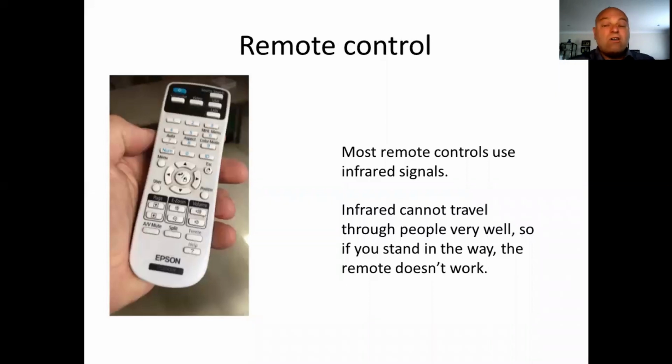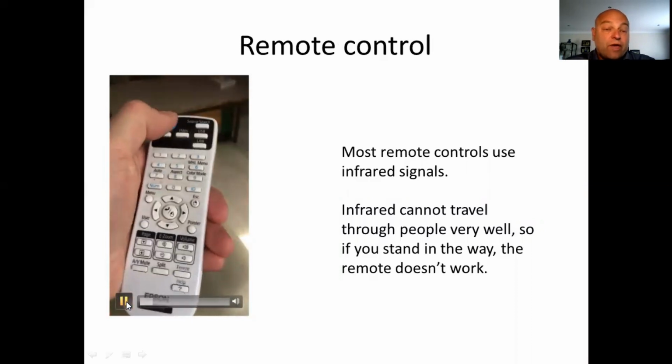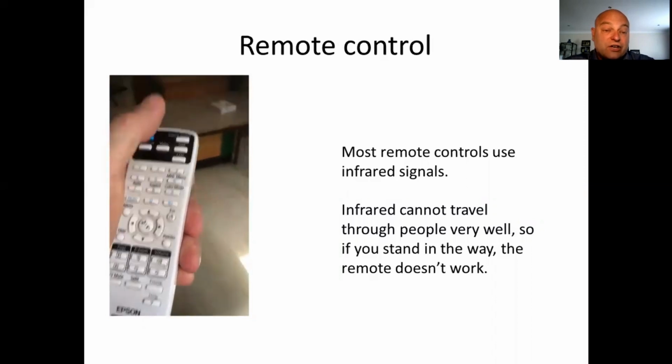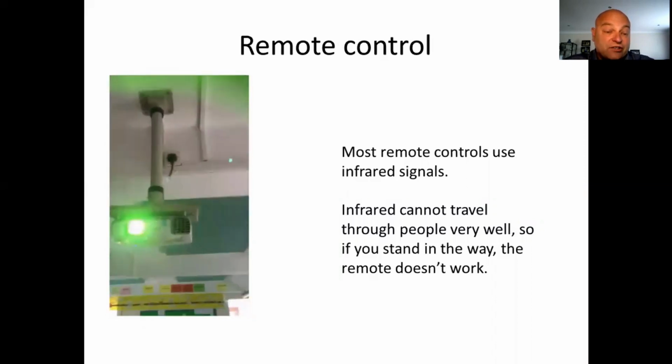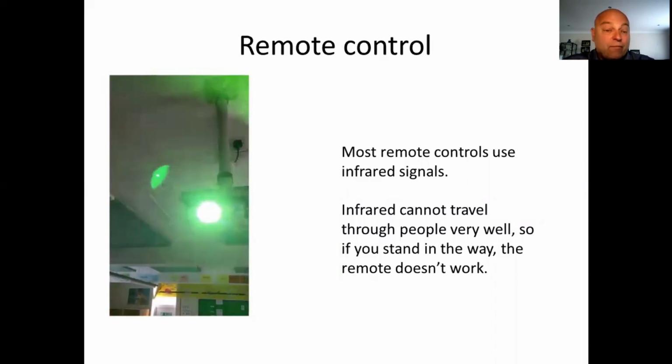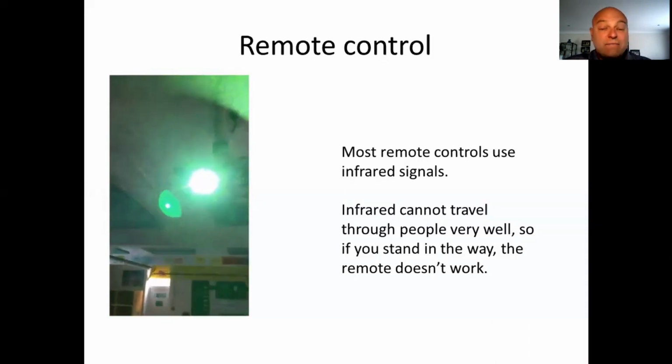A lot of traditional remote controls, maybe not your fancy Bluetooth ones these days, but remote controls traditionally all used infrared signals. They cannot travel through people very well, so if you stand in the way, the remote control really doesn't work. Just a little demonstration here. We hit the on button on the remote control, an infrared signal is sent up to, in this case, the projector, and the projector turns on. And that's how infrared remote controls have worked for many, many years.